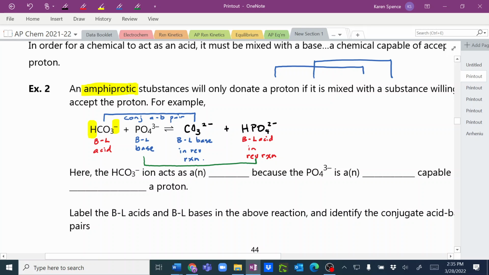So the HCO3 ion in this case is acting as an acid because the PO4 minus is a base, capable of, what does the base do? Accepts or gains a proton. Capable of accepting a proton. Okay, excellent.